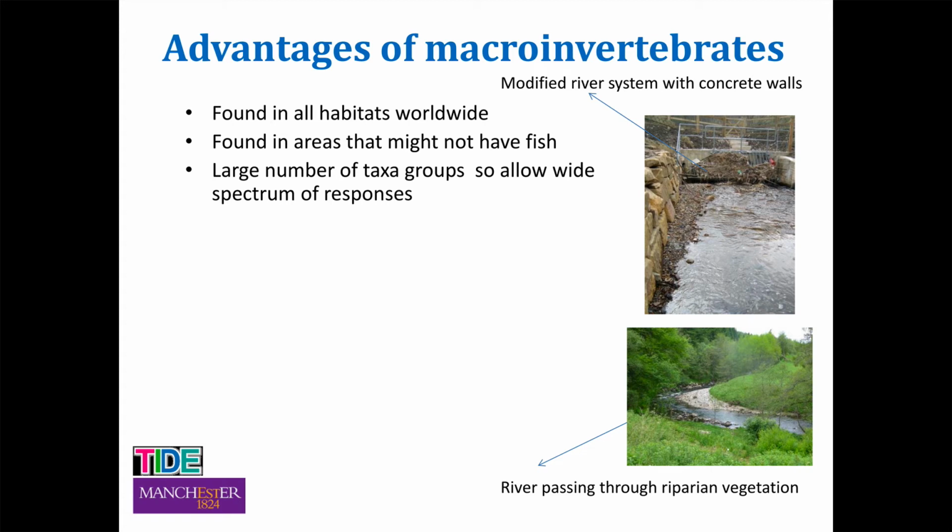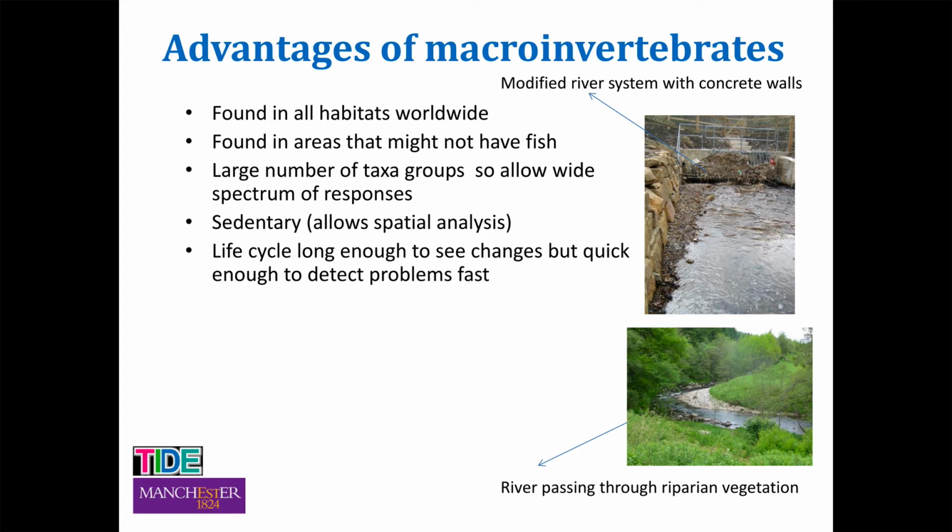There's a large number of groups. So as I said in the previous slide, you can look for a wide spectrum of responses, and they can tell you a lot about what's happening in the system. They're sedentary, they're not swimming around, they tend to stay in one part of your river system, so you can keep going back to the same area again and again, maybe throughout the year or over years, and look for changes. Their life cycle is long enough to see changes, but quick enough to detect problems fast.